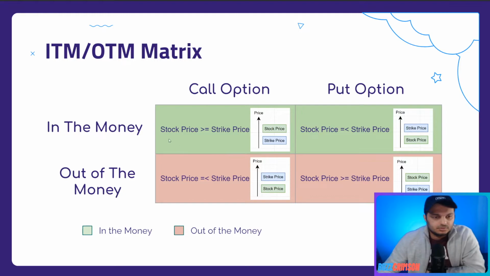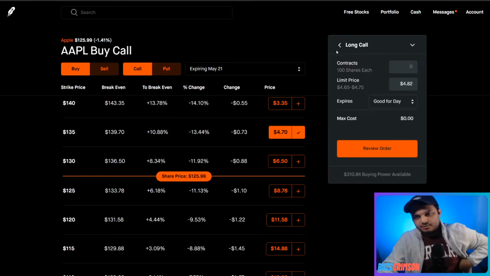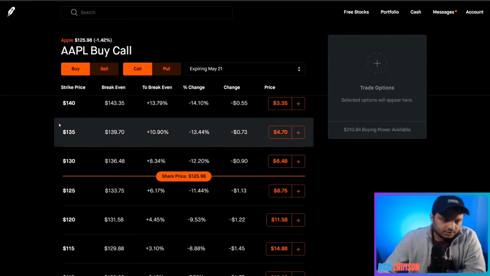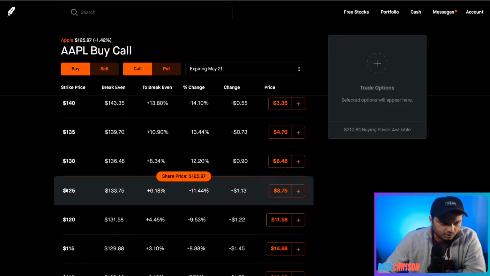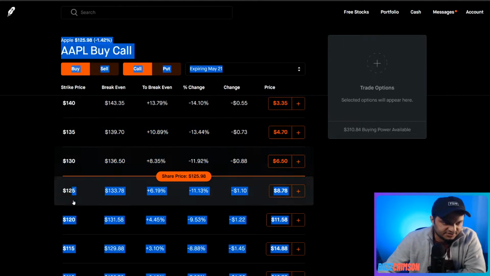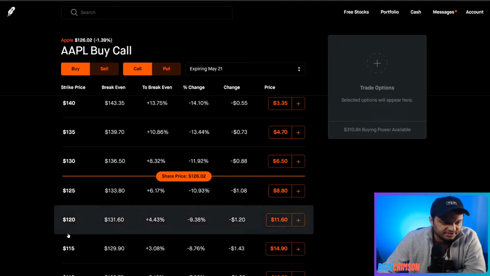Okay, so let's go over the first one: call option in the money. If the stock price at least reaches the strike price or goes above, it's in the money. And so that means it'll start going up in price for the option. So let's look at an example. Right now we're looking at Apple, and Apple's share price is at 125, let's say 126. As you can see, strike price is this column. This is Robinhood. So these are strike prices.